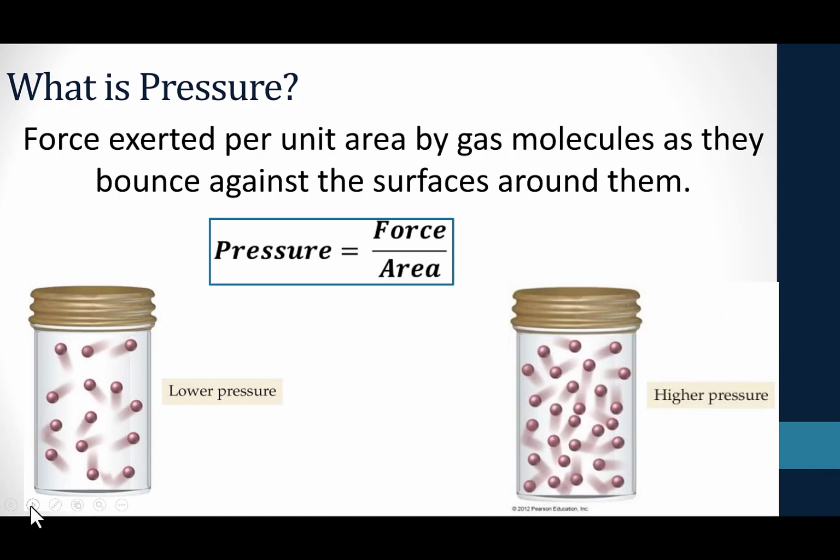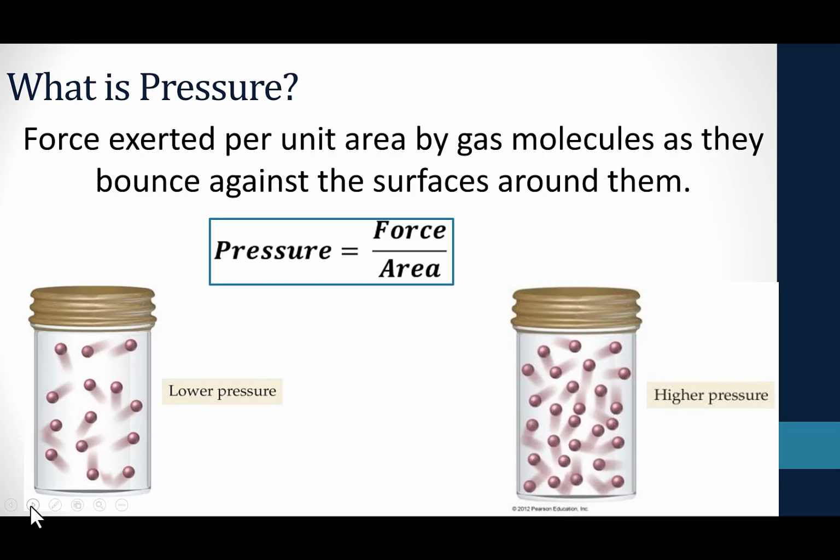Here is the mathematical definition of pressure. So the force exerted per unit area by gas molecules as they bounce against the surface. So that was words, and then we see the formula here, pressure equals force over area. Not a formula that we're going to use specifically this chapter, but certainly can help us understand the concept of what pressure is. So here we've got two containers, and both of these containers, we'll say that they're the same size, right? So the area that the gases are acting on is the same. So the bottom of that equation is the same.